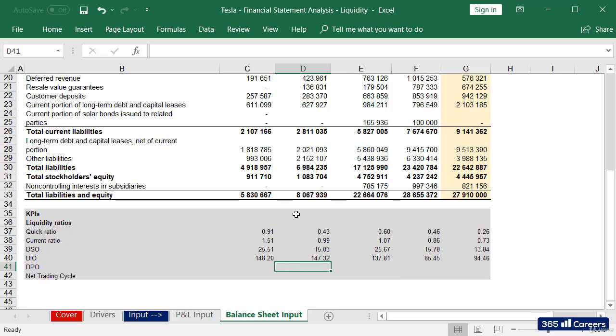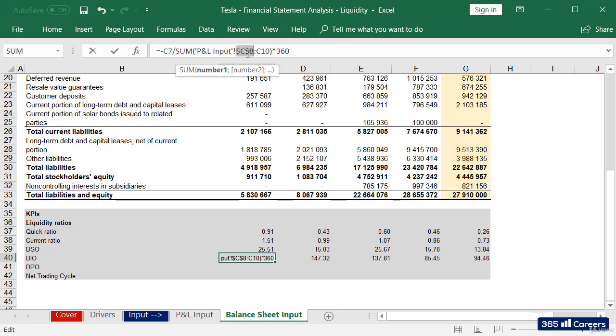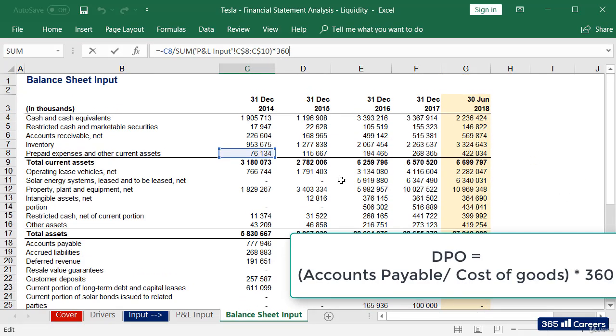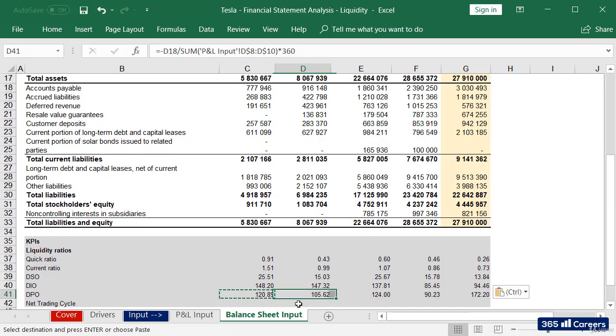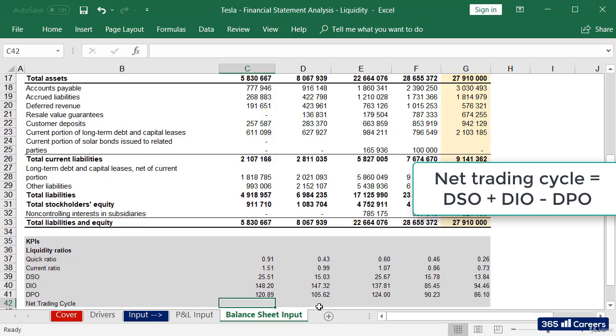Let's fix the row cell reference of COGS in the DIO formula and copy it downwards to calculate DPO. Also, we'll need to replace the cell reference of inventory with the one of accounts payable. I'll copy and paste to the right, and these are our DPO figures for Tesla. The last piece of the puzzle will be to calculate net trading cycle. This is equal to DSO plus DIO minus DPO.